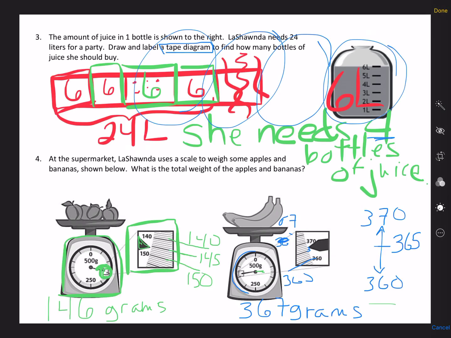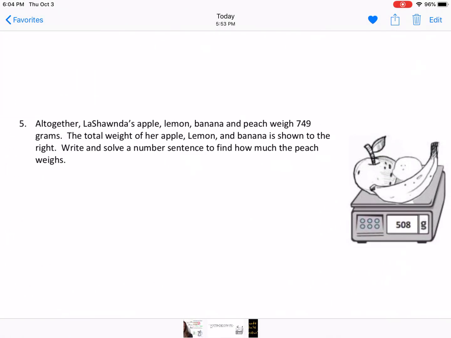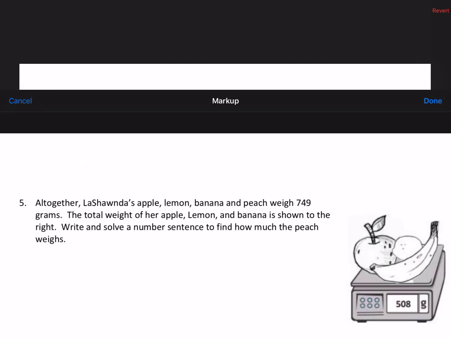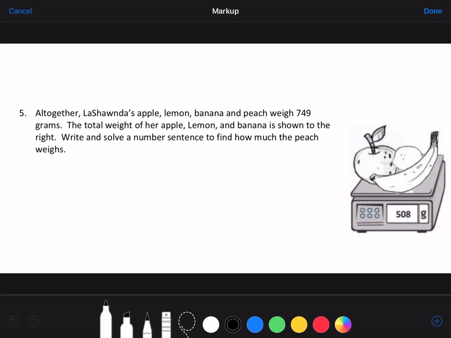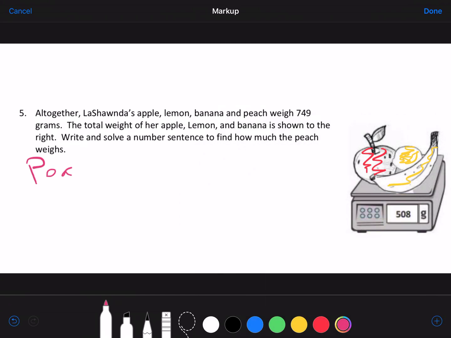Okay. Let's go to number 5. I think we have time. Right? Number 5 says, all together, LaShonda's apple, lemon, banana, and peach weighs 749 grams. Well, I was a little confused because I was like, all right, I got my apple, cool. I see the lemon, nice. I see the banana, but where is this peach that she talks of, you know? I don't see a peach.